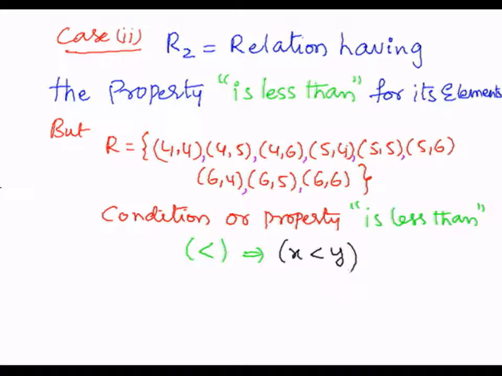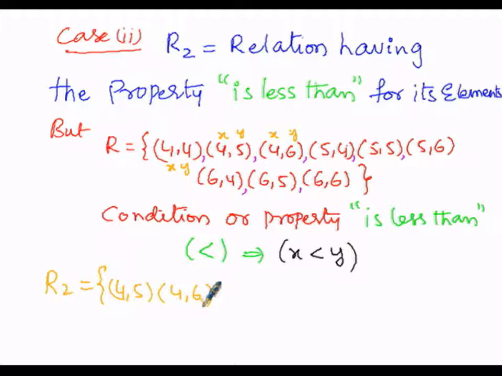So R2 will be given by choosing elements in such a manner that the first coordinate is less than the second coordinate. In the first ordered pair, x and y are equal, whereas in the second, the x coordinate is 4 and the y coordinate is 5. So 4 is less than 5, x is less than y, therefore 4, 5 satisfies this condition. Then 4, 6: 4 is less than 6, so we can include 4, 6 also.